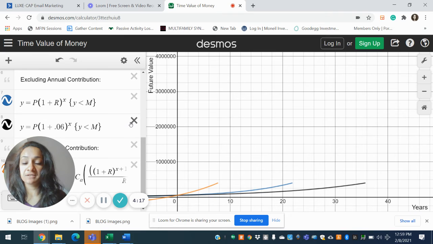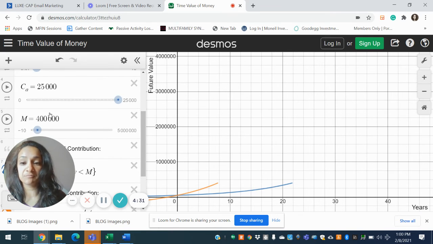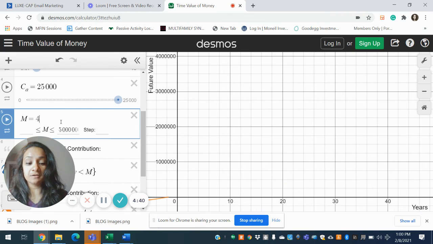We're going to get rid of this extra black line. The extra black line, we could adjust it, but we don't need it right now. So now we're just going to compare these two. And let's say you want to plan for retirement instead of college education. And so let's say you want to have $4 million in the bank at the time you retire.